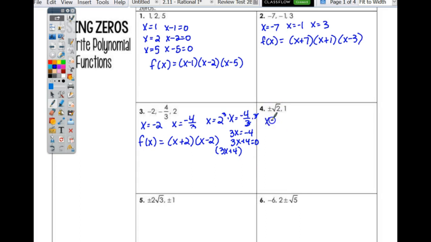So this, I'm going to get x equals the square root of 2, x equals the negative square root of 2, and x equals 1. So my f of x is going to equal x minus the square root of 2, x plus the square root of 2, and x minus 1.